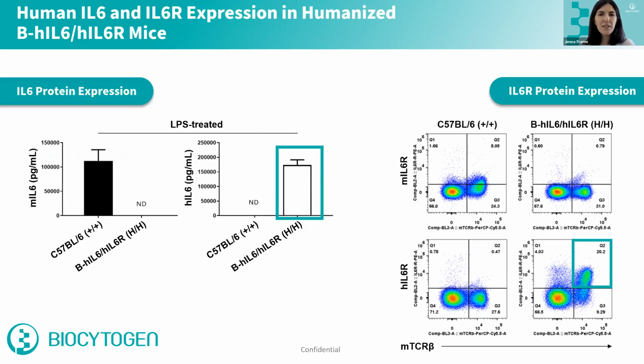So in this next RA study, we aim to test the efficacy of anti-human IL-6 in this model. And before I introduce that study, I would first like to introduce our humanized IL-6 receptor model. So this model expresses human IL-6 in place of the mouse counterpart, as shown here by ELISA. Likewise, this model expresses the human IL-6 receptor on the surface of TCR beta positive T cells, as shown here by flow cytometry.